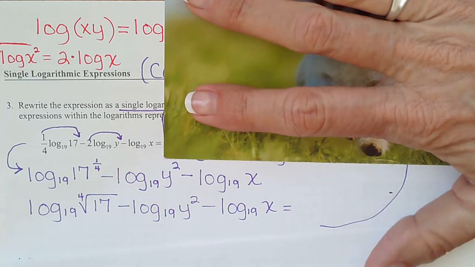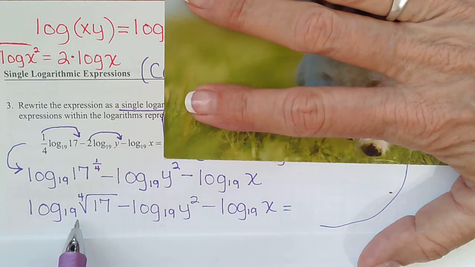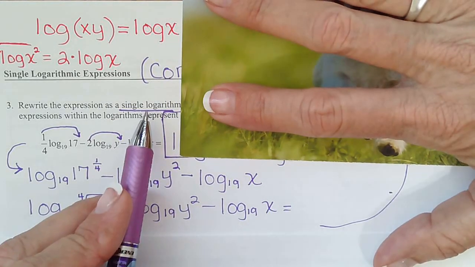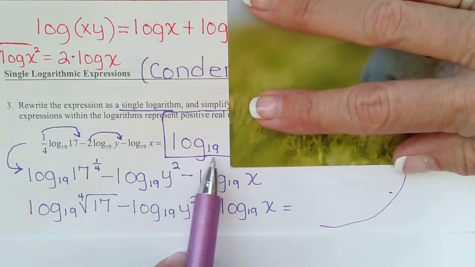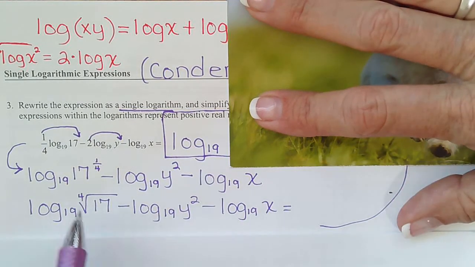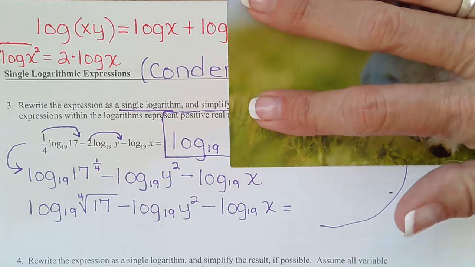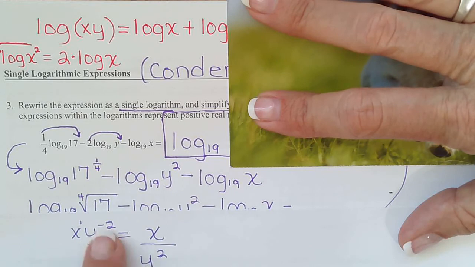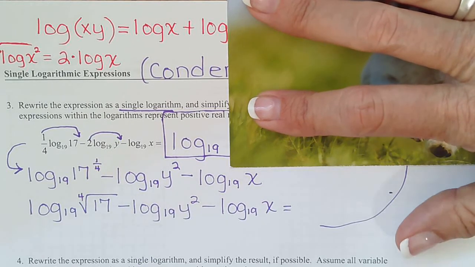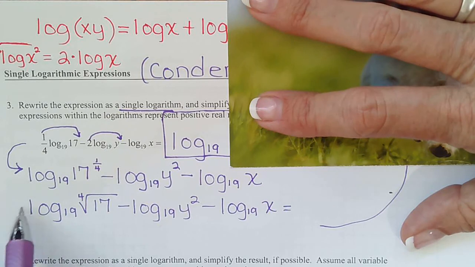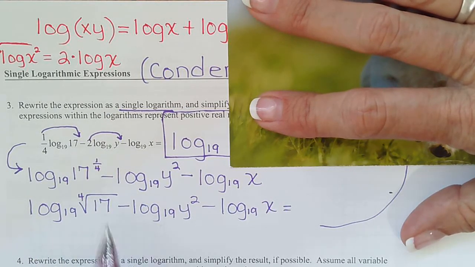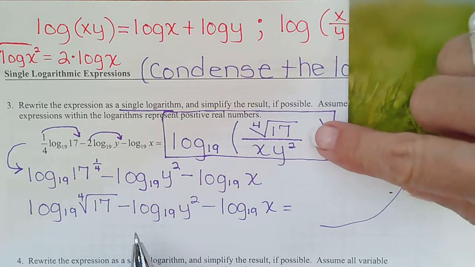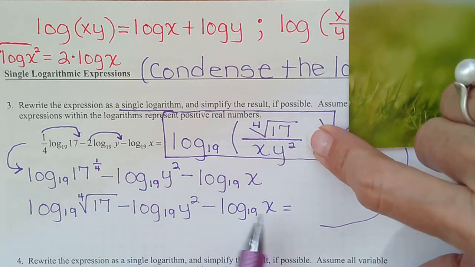So my answer is going to come from writing a single log, because see what the directions say? Single logarithm. So I wrote log base 19 once. Anything that has a positive exponent stays in the numerator. Anything with a negative exponent goes down. Same with logs. Anything that's a positive log, its argument goes in the numerator. Anything with a negative log, its arguments get multiplied in the denominator. So it will be 4th root of 17 over x times y squared.